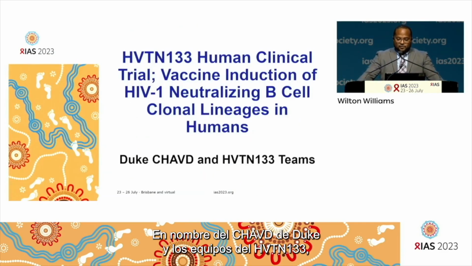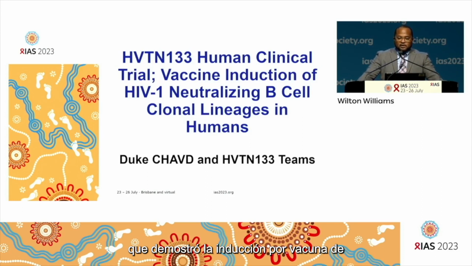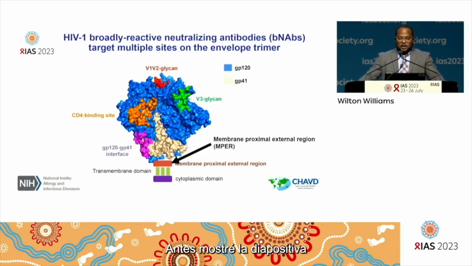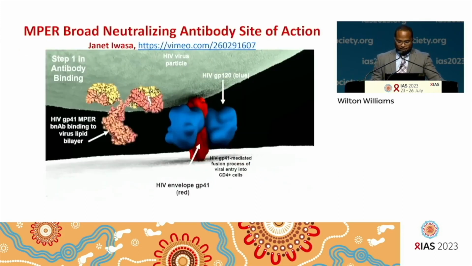So on behalf of the Duke CHAVD and HVTN 133 teams, I will present the results from the HVTN 133 human clinical trial that demonstrated vaccine induction of HIV-1 neutralizing B-cell clonal lineages in humans. I showed you this slide before of a representative structure of an envelope trimer, and here I want to remind you that the membrane proximal external region, or MPER, is in the gp41 portion of the trimer, and the antibodies that I'll describe in the rest of my talk target this region.